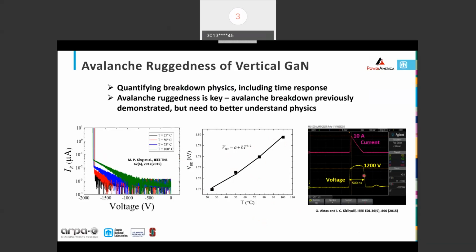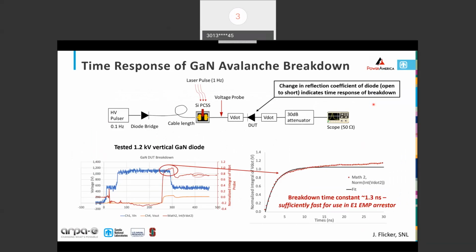Moreover, the devices actually can show avalanche ruggedness. So this is an example of a study that Osgar did a few years ago, and you can see this particular device is simultaneously undergoing high voltage and then high current at the same time. So you can calculate the energy in this pulse and how much energy that device sustained. And this study actually showed that devices could sustain multiple pulses like this before failing. So just wanted to emphasize the point about the avalanche. And we do need that for this EMP arrestor application.